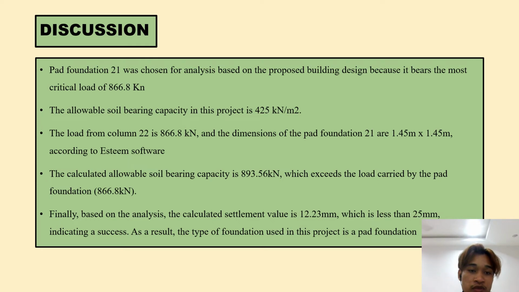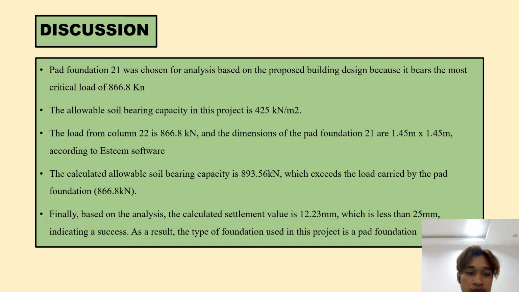Pad Foundation 21 was chosen for analysis based on the proposed building design because it bears the most critical load of 866.8 kilonewtons. This is due to the fact that the pad foundation bears heavy loads from multiple slabs and a column height of 7 meters.